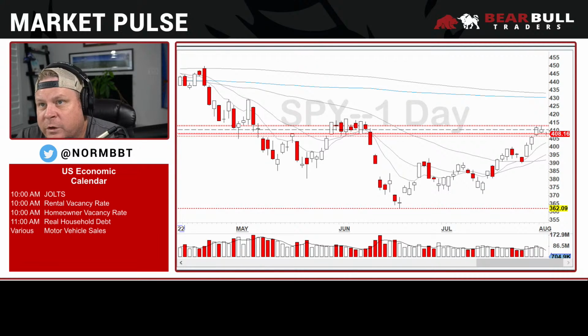And that JOLTS number, which is the job openings and labor turnover survey, will give an indication of whether there is a slowdown in hiring. Or, one thing we've spoken about is that people can't find people to work. So many jobs are open. Is that going to start slowing down as interest rates rise and the economy slows a little bit? We'll see what happens there. The other numbers, they are what they are.